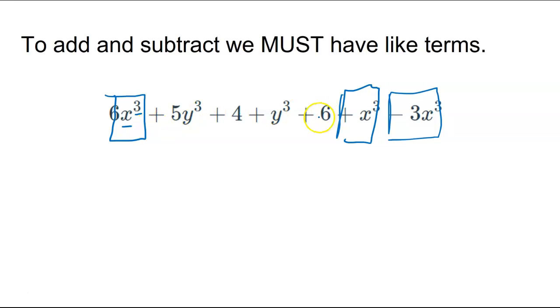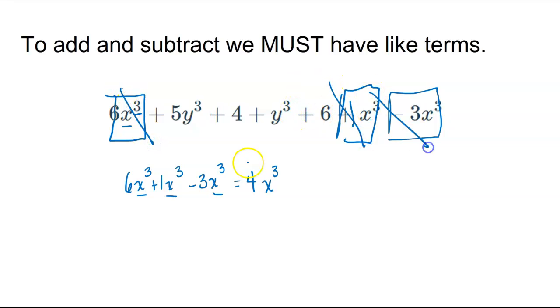So 6x cubed plus 1x cubed minus 3x cubed. And then I'm not doing anything with the exponents. They are how we define the term. These are our x cubed terms. 6 plus 1 is 7. 7 minus 3 is 4. So all those together become 4x cubed. And so we've combined all those, which is what we mean when we're combining like terms.